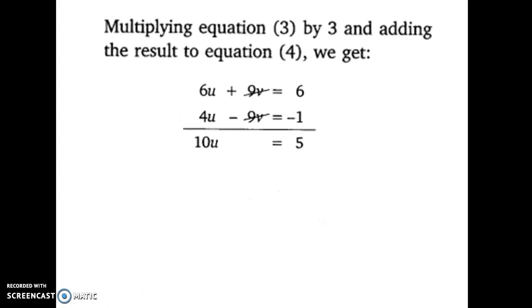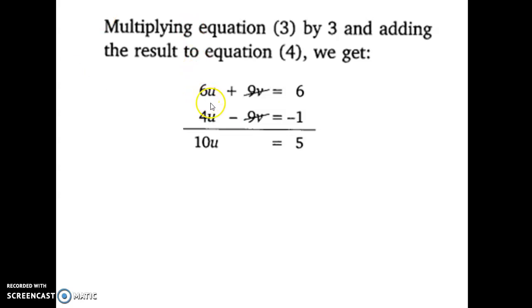So you will get 6u plus 9v equal to 6. So here plus 9v, here minus 9v. Plus and minus you can cancel, so we are adding both the equations. No need to change the sign because we are adding both the equations. Already the signs are different. If you change the sign, you will get both plus, so don't do that. When the signs are different, you have to add both the equations. So plus 9v and minus 9v will get cancelled.